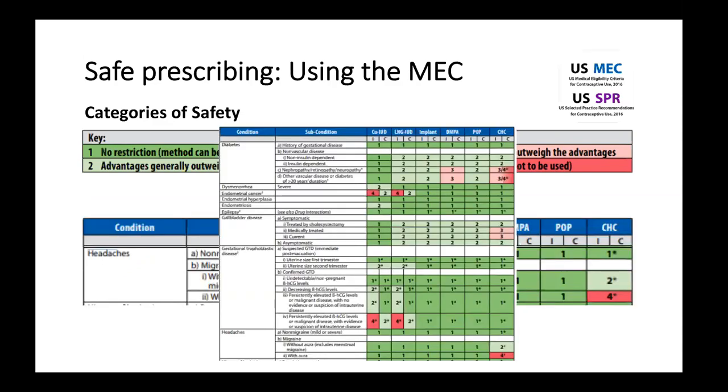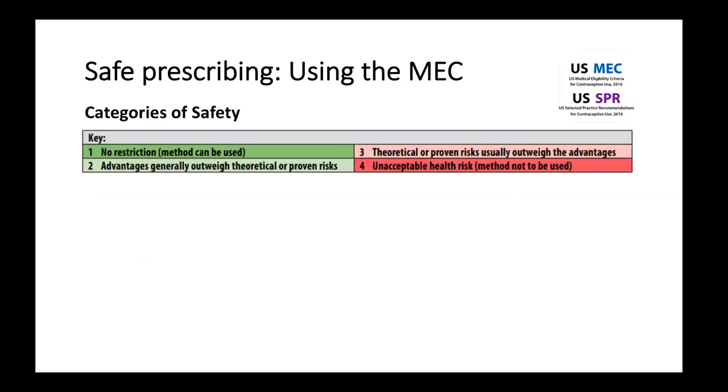It's pretty overwhelming at first, but just to break it down, its main purpose is to describe the safety profile of different contraceptive options based on comorbidities. The different categories of safety are, for example, 1 means no restriction, and it's also color coded, which is really helpful. They really haven't found data that suggests there's any reason to avoid using that form of contraception. And then 4 is an absolute contraindication.